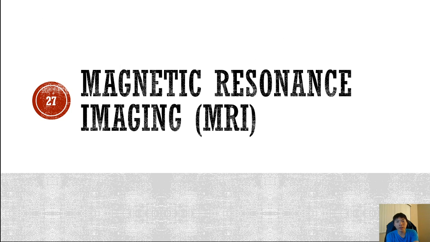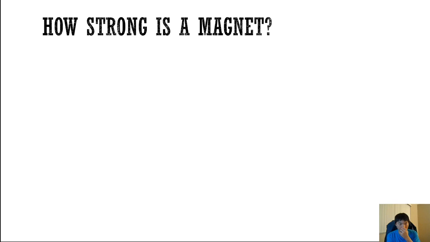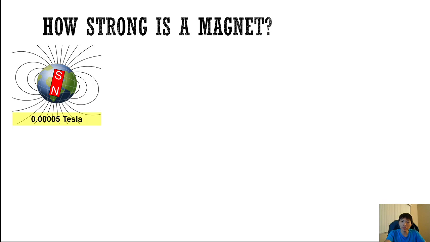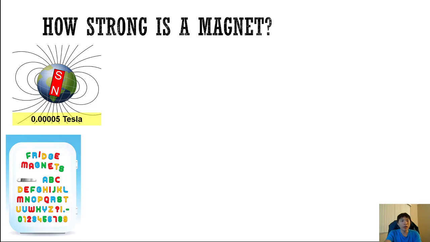The last modality that we're going to talk about is magnetic resonance imaging, or MRI. Of course, magnetic resonance imaging requires a magnet. Let's have a look at some magnets that we have and how strong they are. The strength of a magnet is measured in a unit called Tesla. The Earth's magnetic field is 0.005 Tesla.